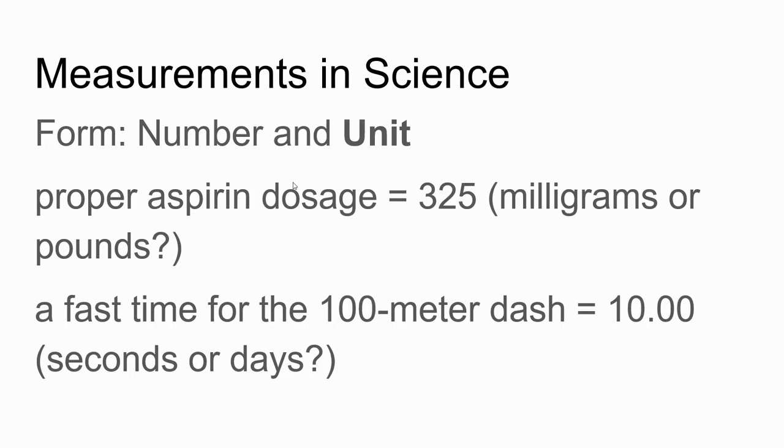So if we're trying to figure out the proper aspirin dosage and we write down 325, we have no idea what that means. Is that gallons? Is that pounds? We have no idea. We need to label it with a unit, okay? Numbers don't really make sense in science unless we have a unit.